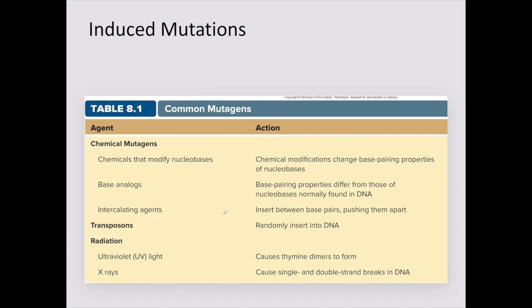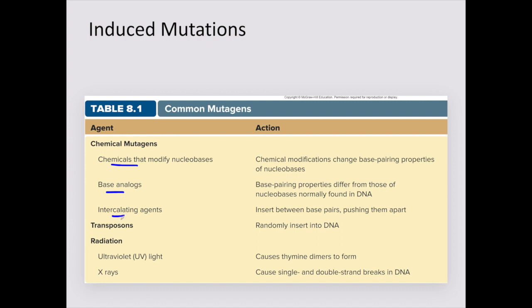So induced mutations, we have three basic types of chemical mutagens that occur, chemicals that modify the actual bases themselves. We also have some compounds, such as some drugs, can actually act as base analogs. There are some antibiotics that act as a form of a base, and they're used to induce mutations. Remember, we're talking about bacteria here. So they're actually used to induce mutations so that those bacteria will accumulate enough mutations to finally not be able to survive. Then we have compounds that are referred to as intercalating agents.